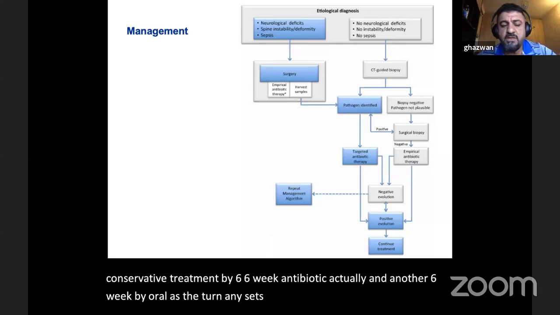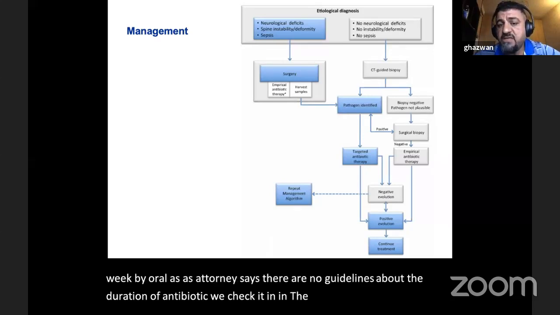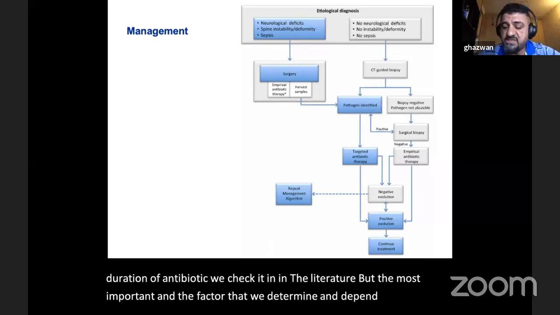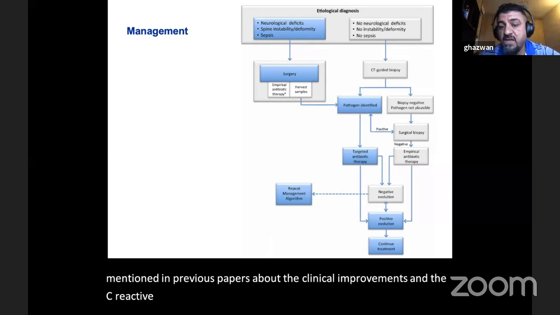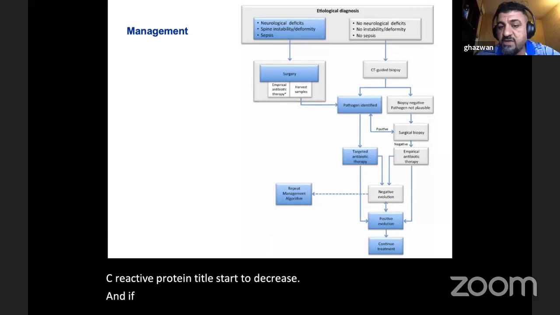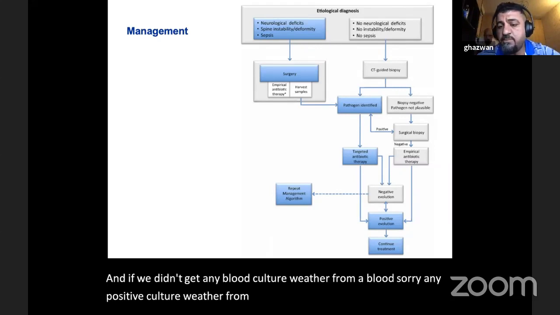We check it in the literature, but the most important factor that we determine and depend on, and it's also mentioned in previous papers, is the clinical improvement and that the C-reactive protein titer starts to decrease. And if we didn't get any positive culture, whether from blood or a specimen, we start with empirical antibiotic.